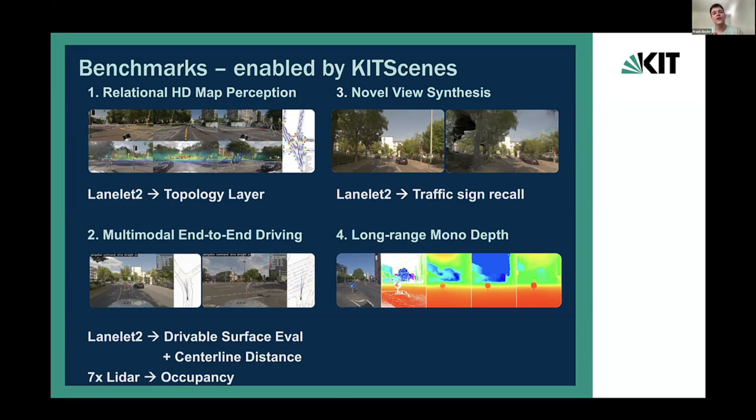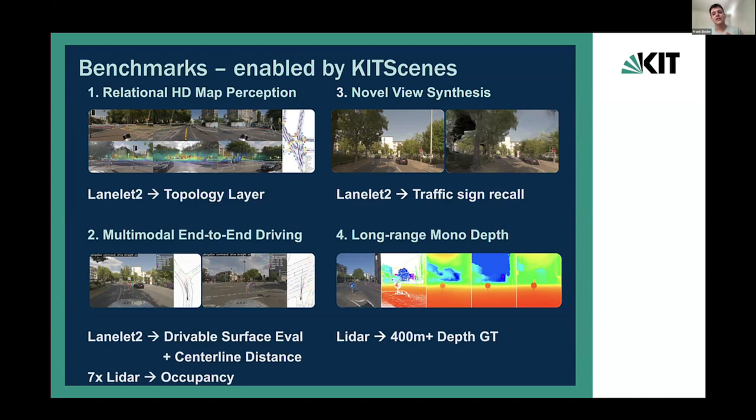Another research topic which was hot right now at CVPR is novel view synthesis. And here also we can use the back-projected accurate maps to evaluate novel view synthesis, like seeing if the traffic lights are still where they should be, and so on. So that's another way how to use maps to evaluate current computer vision tasks.